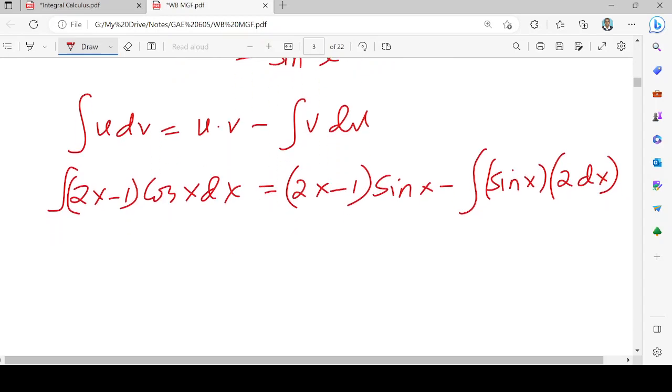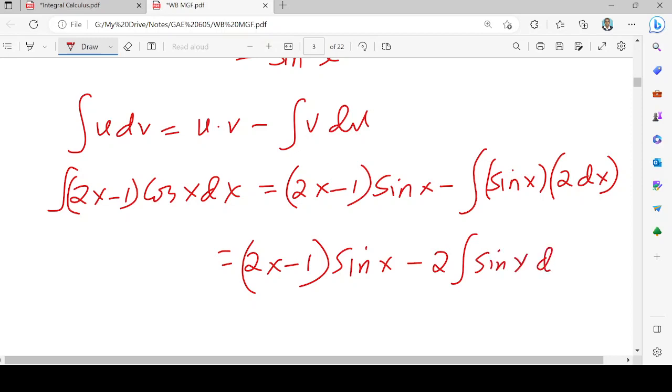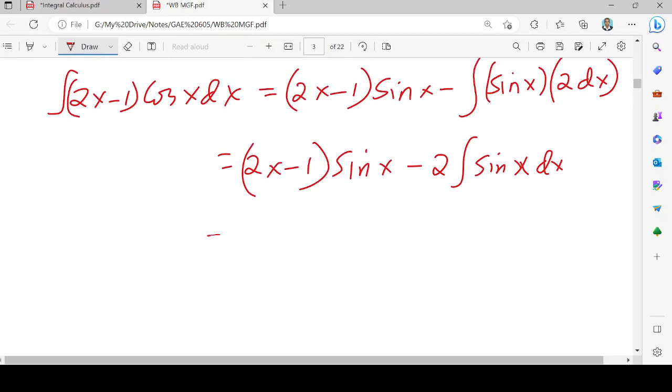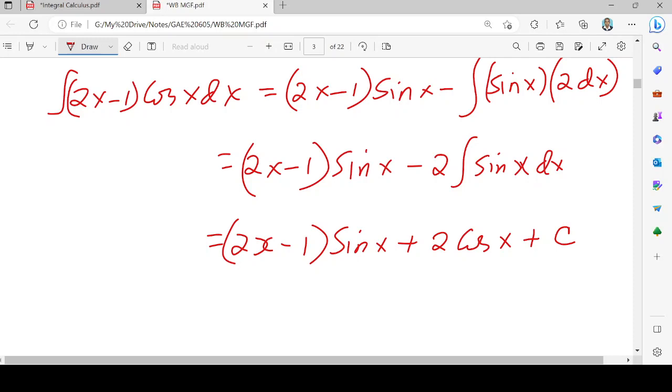So we get 2x minus 1 multiplying sine of x, then minus 2 integral of sine of x with respect to x. Integration of sine of x will give us negative cosine of x, so that the solution becomes (2x minus 1) sine x, then plus 2 cosine of x. At this point, we now add the arbitrary constant of integration.